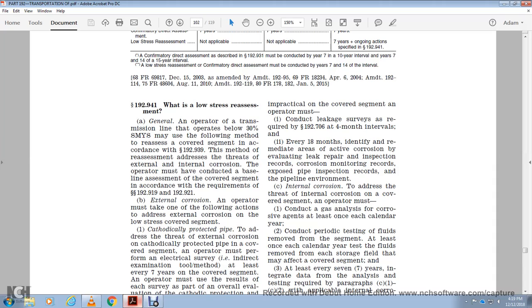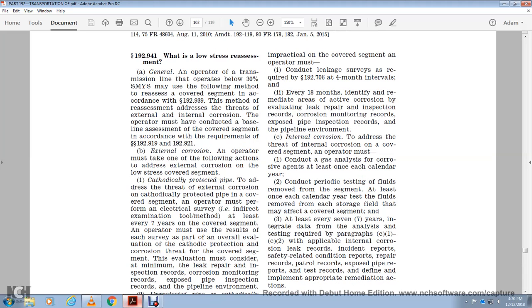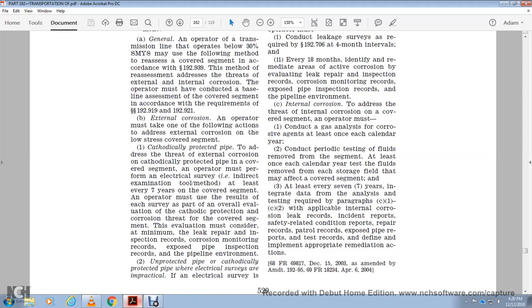internal corrosion, direct for the threat, the internal corrosion for the covered segment, the operator must conduct a gas analysis for the covered segment at least once each calendar year, conduct a periodic testing of fluid removed from the segment at least once each calendar year, test for the fluid removed from the segment, stores the field that may affect the covered segment. At least every 7 years, integrate the data with the analysis test required for the paragraph C1 through C2 applicable to corrosion. Leak and incident reports and safety related reports and repair records, patrol records, exposed pipe reports, and test records, and defining and implementing appropriate remedial actions.